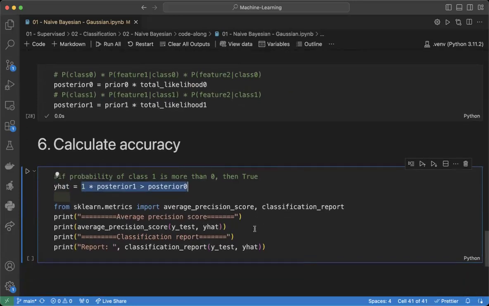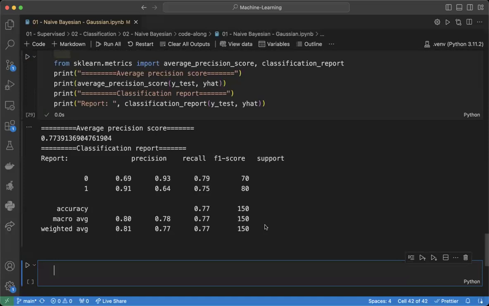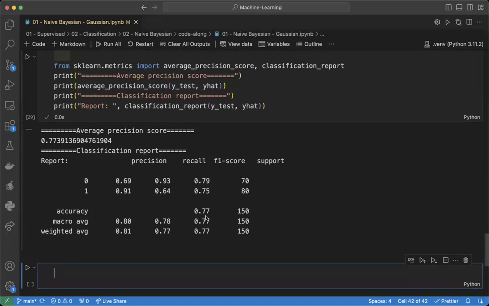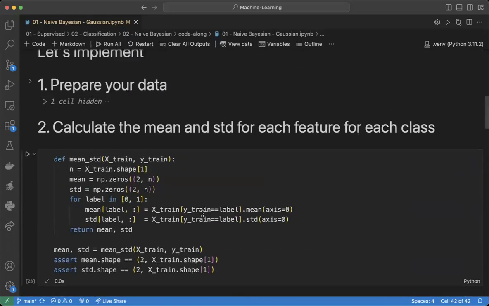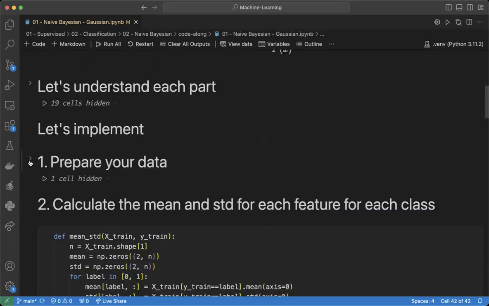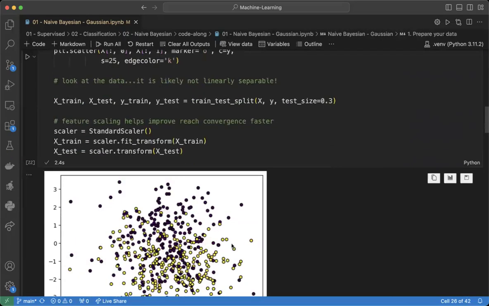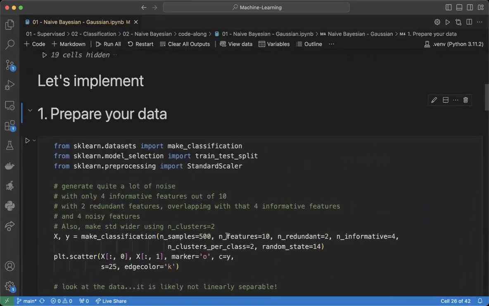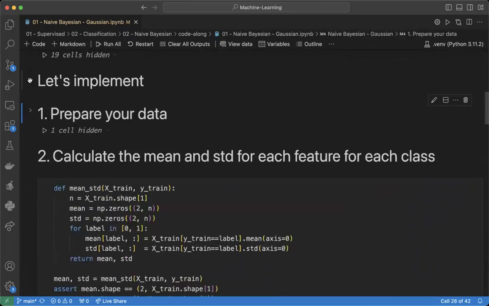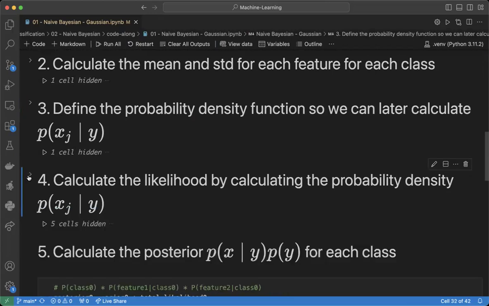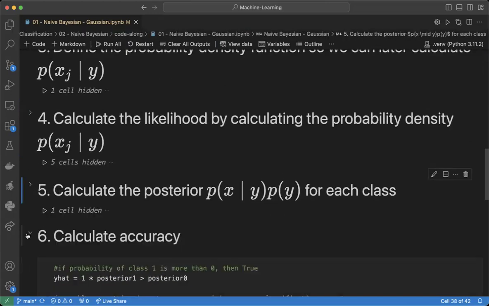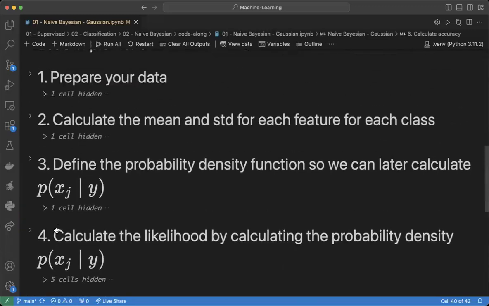And then I'm just going to use the classification report and average precision score. You can see that naive Bayes is not so bad. I got a score of around 0.77. So we are doing quite well using naive Bayes, given that this data is not exactly separable. So try to take a look at this code and see whether you can run them and make it work, and maybe go a little bit slowly, and check whether you understand fully.